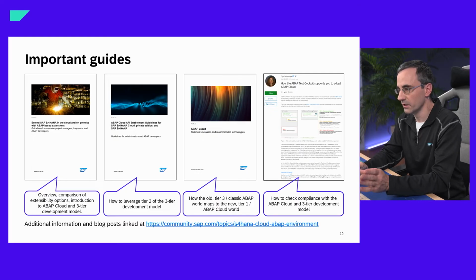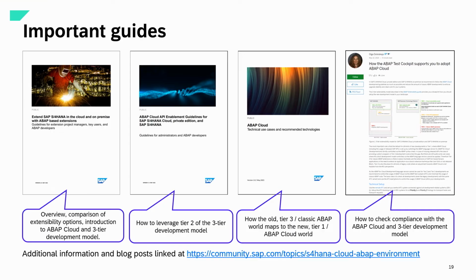There are many different guides here, very good and comprehensive guides, how to develop in the 3-tier extensibility model, how to develop in tier 1, how to build wrappers in tier 2, how old technologies map to new technologies. So I highly recommend to have a look at this. There's also here this ABAP Cloud community with lots more resources on that topic, clean core compliant development, ABAP Cloud compliant development.